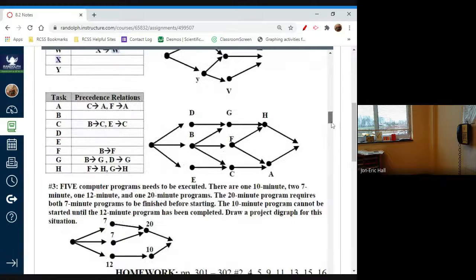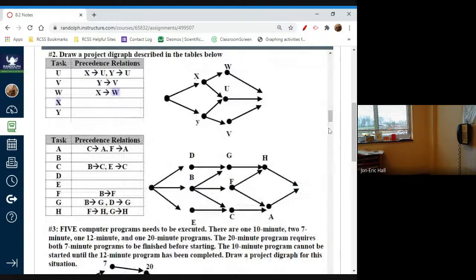And then here is another one I'll let you look at. You can go ahead and stop the recording for the procedural relations here. Again, it does not have to be exactly like mine. And then you've got the 5 computer programs I'll let you do on your own if you have not already.